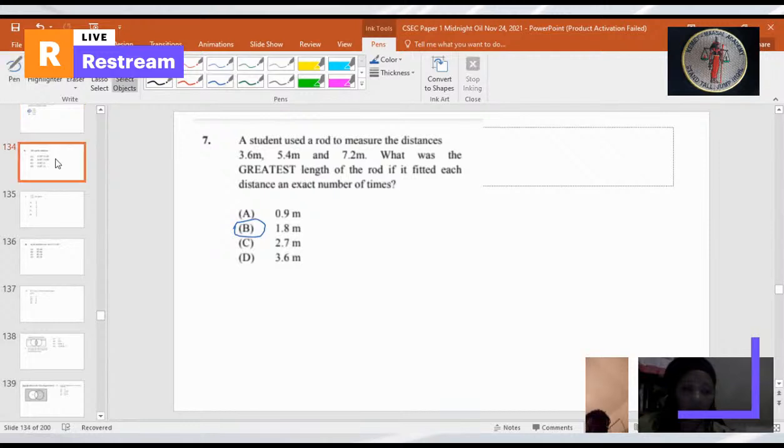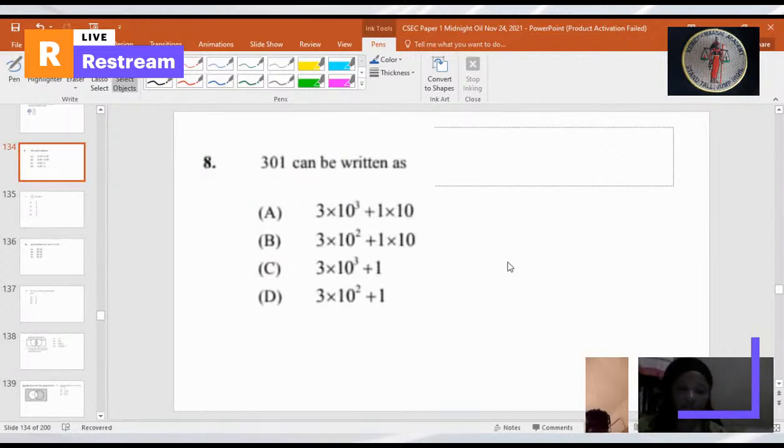Yes, miss. Right. Number 8, 301 can be written as, we can break that up into 300 plus 1, which will be 3 times 10 to the power of 2, and 10 to the power of 2 is 100. So 301 is 3 times 100 plus 1, which is 3 times 10 to the power of 2 plus 1.